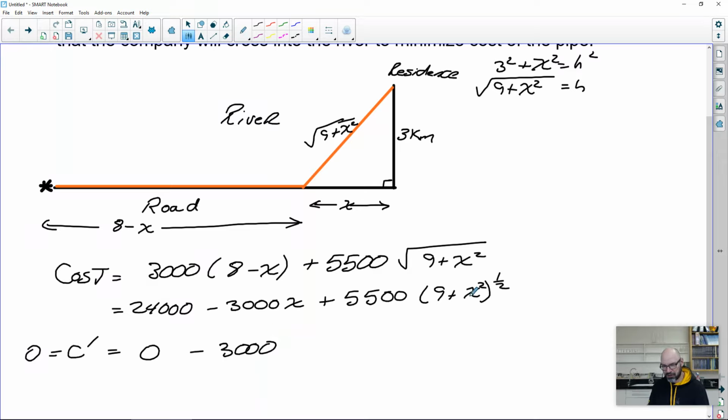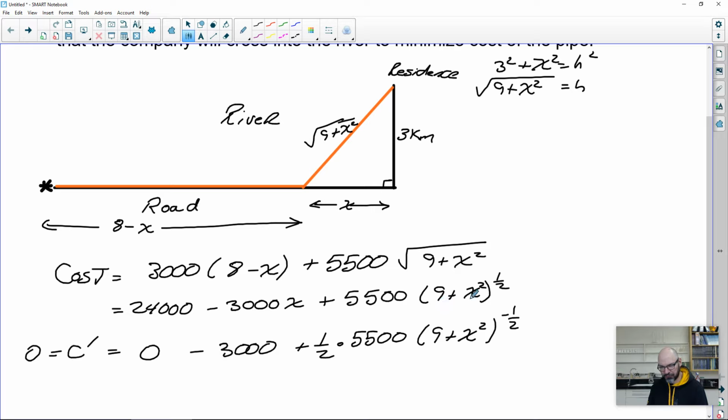Okay, now this, we have to do the chain rule. So we think of 9 plus x squared as the variable. So we're going to go 1/2 out front. So it's going to be plus 1/2 times 5,500 times the variable, which is 9 plus x squared, plus the chain rule, to the power of 1/2 subtract 1. 1/2 subtract 1 is negative 1/2.